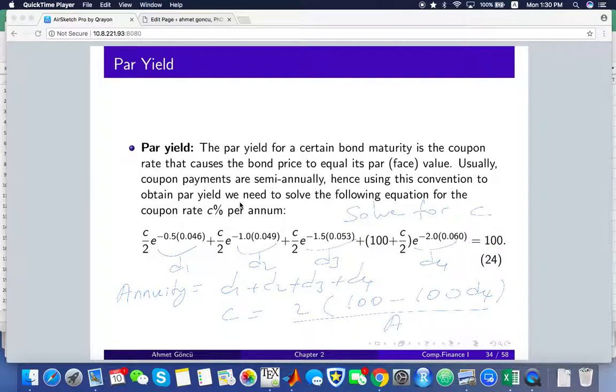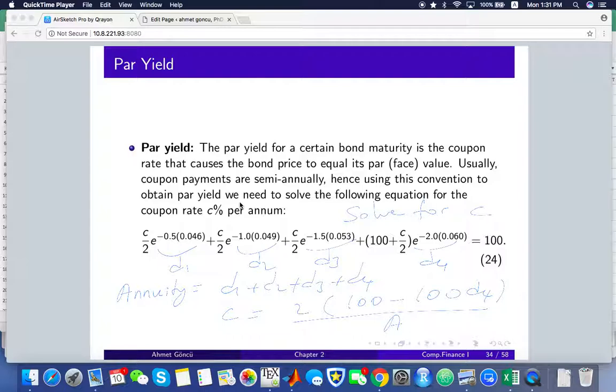And in order to solve for the par yield, basically we denote the coupon rate by C% per annum. So this is divided by 2. So every 6 months, the holder of the bond receives C over 2, discounted with the appropriate zero rates given. So if we want to solve this equation with respect to C, which is the par yield, we can denote each of these discount factors as D1, D2, D3, and so on.